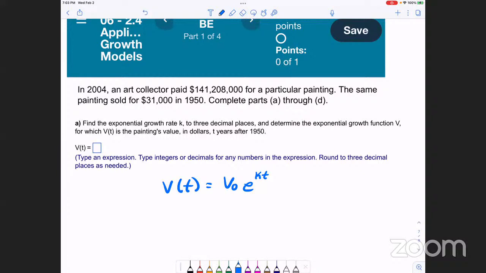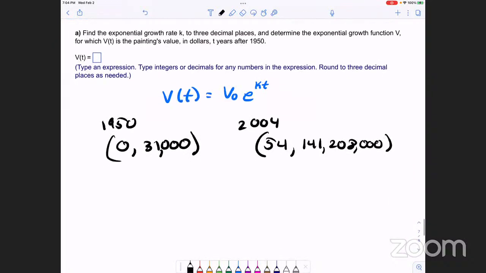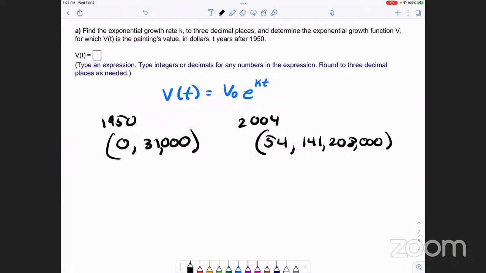So then if we get an ordered pair from this, I'm gonna let 1950 be zero, right? That's gonna be our zero. So at that time, it sold for 31,000. That's in 1950. Then in 2004, how many years later is that? 50 will be 2000, so 54 years later, it sold for 141,208,000. Okay, this might work. So now let's plug in the first ordered pair, if we let 1950 be year zero.